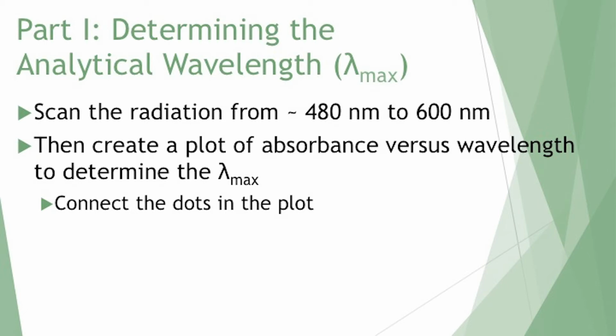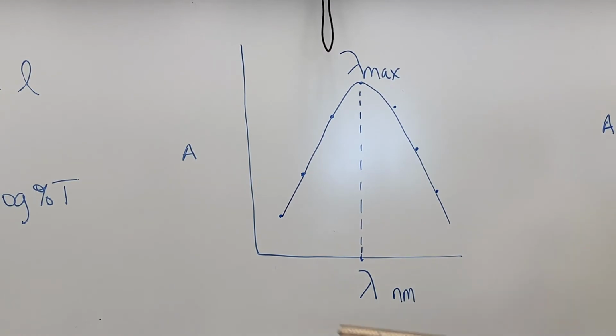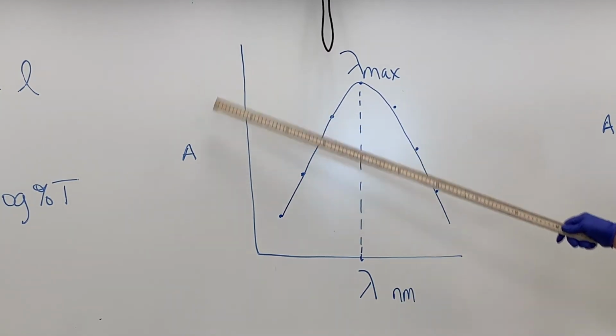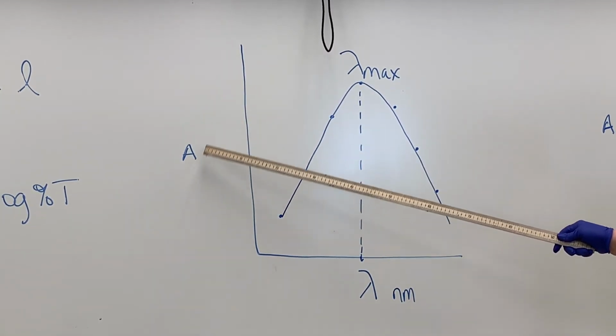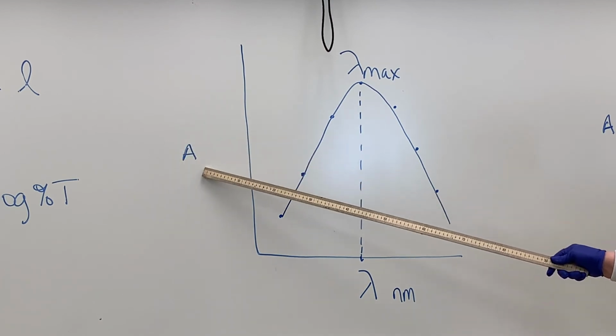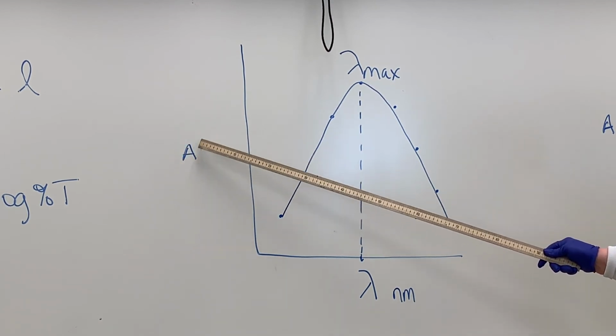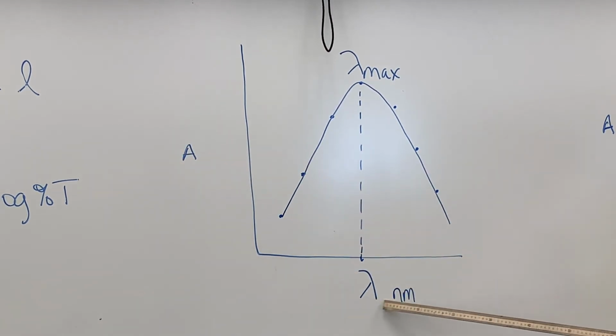We're going to find what the Lambda Max value is. We're going to scan the radiation from about 480 nanometers to 600 nanometers. You're going to record the transmittance and then convert that to absorbance. Once you have absorbance, you're going to plot absorbance versus the wavelength, and the wavelength is in nanometers.